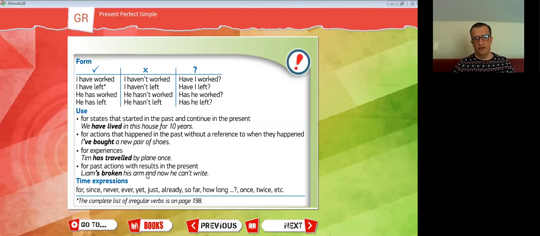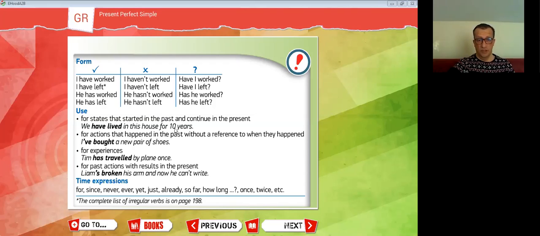Of course, as in the other tenses, we have some special expressions used with this tense. One of them is for, the other one is since, and at the same time never, ever, yet, just, already, so far, how long, once, twice, etc. These expressions are used very commonly with present perfect tense, but we are going to stress the usage of these expressions later.